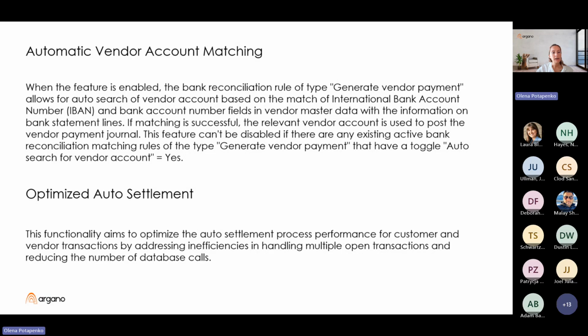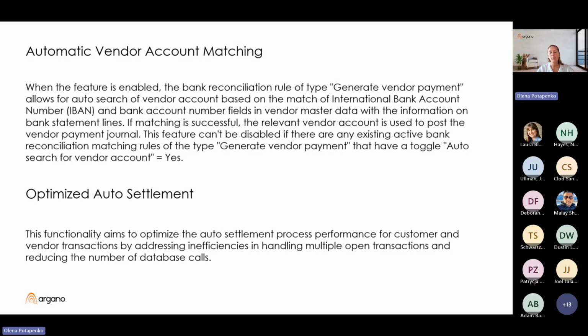And another feature in this release, optimize auto settlement. So, for example, you have auto settlement in the accounts receivable and accounts payable modules. If you turn on this configuration, the system will automatically settle, for example, vendor payments with vendor invoices, and the same on the customer side. And this feature will optimize this process.